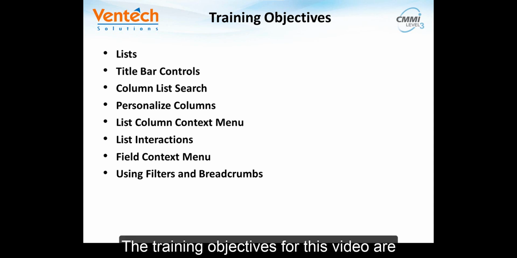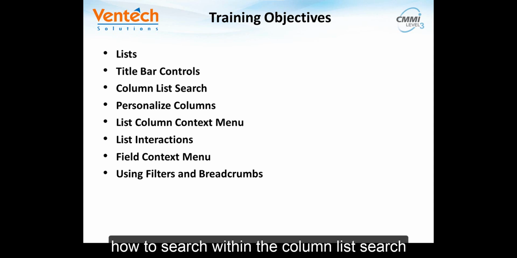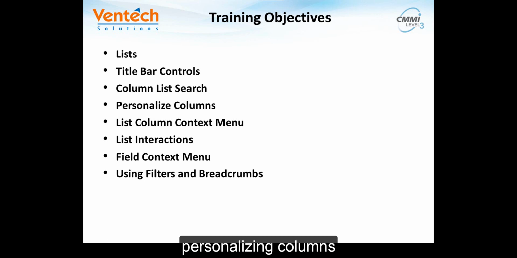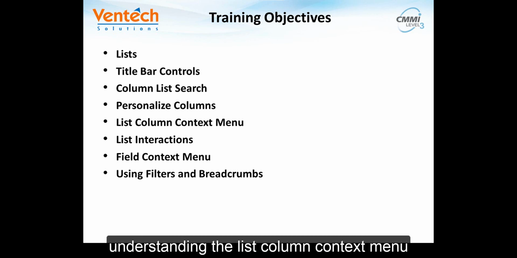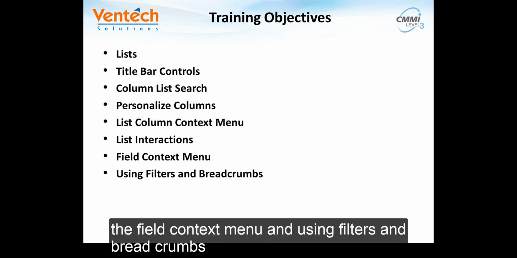The training objectives for this video are understanding lists, understanding the title bar controls, how to search within the list, column list search, personalizing columns, understanding the list column context menu, identifying list interactions, the field context menu, and using filters and breadcrumbs.